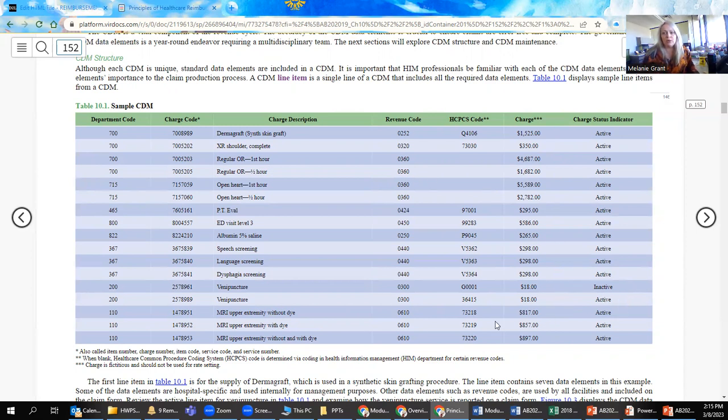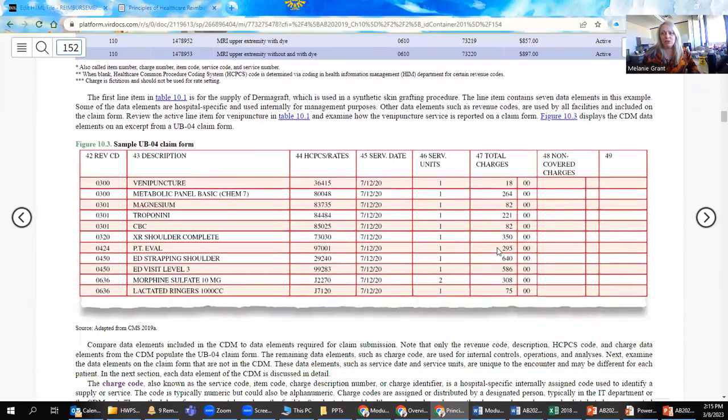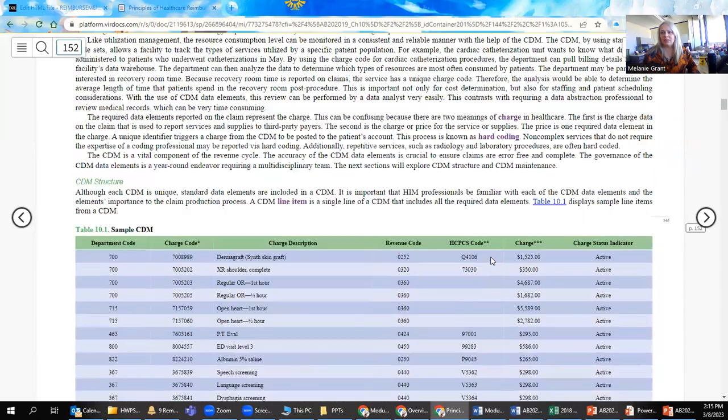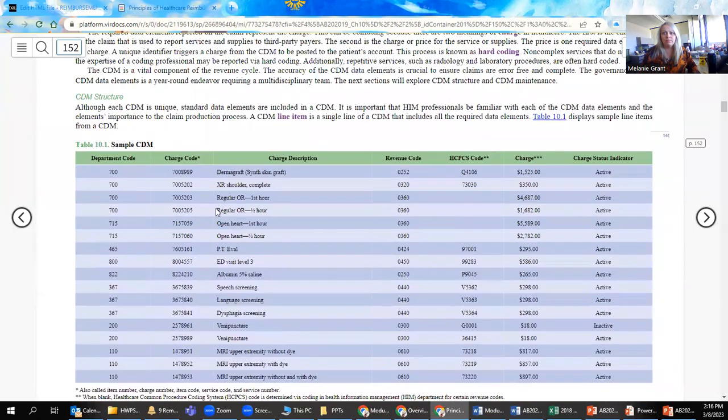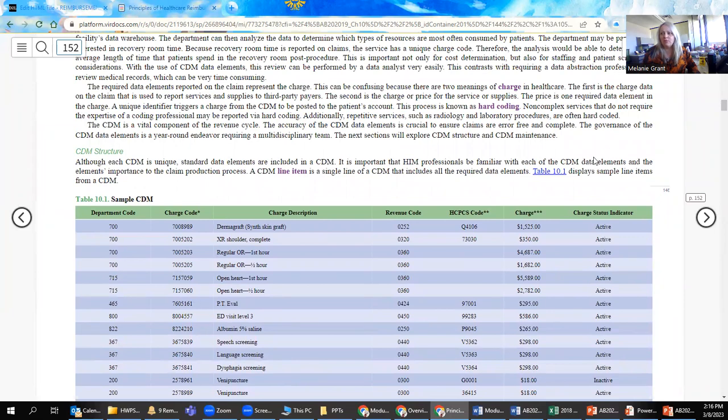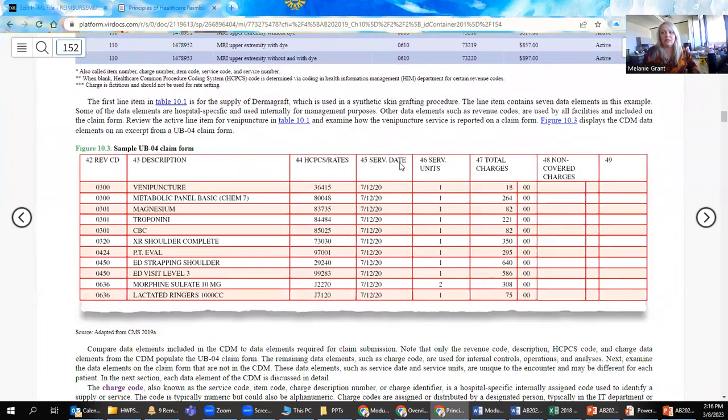So you can see here how this would have been updated to include new information as the data was entered into your system. That's table 10.1, and figure 10.3 shows this being put into a claim form. You'll notice in a claim form here, we have the revenue code associated, and we have the description and CPT code, but you don't have all of the information that was pulled from the charge from the CDM. So like the charge code itself was not in there, and the active versus inactive status is not. Well, the charge amount is listed, but the active or inactive status is not. Sorry to misspeak there.